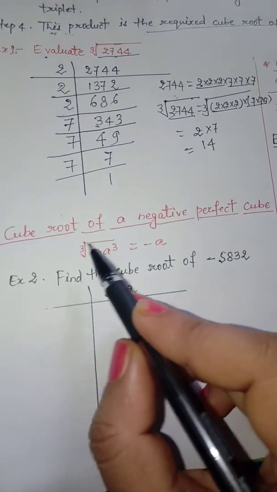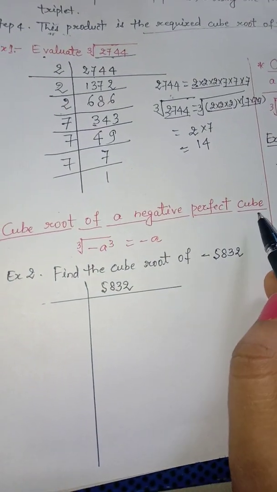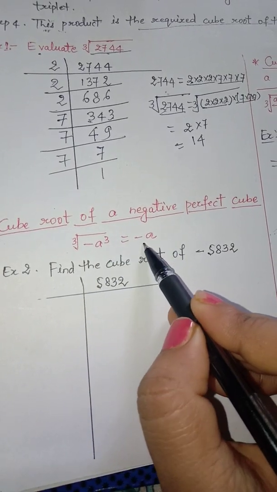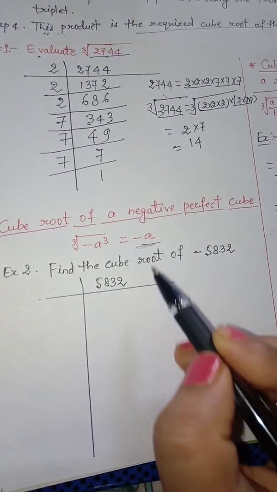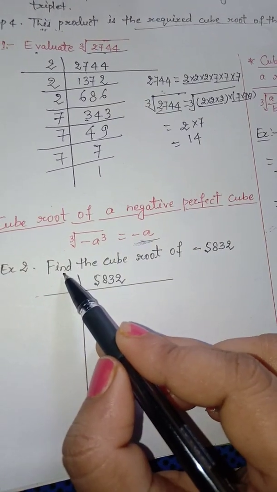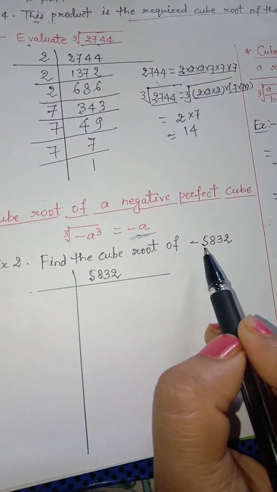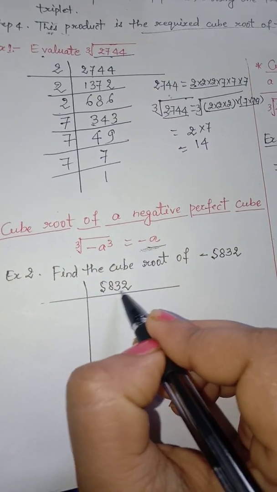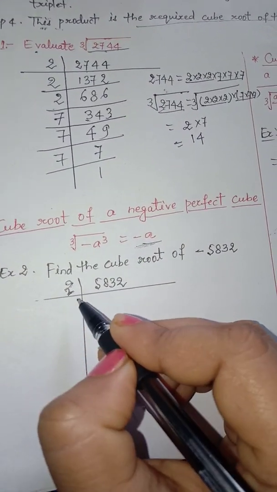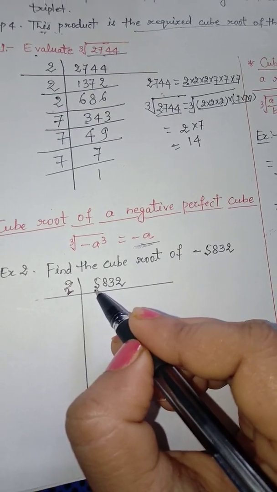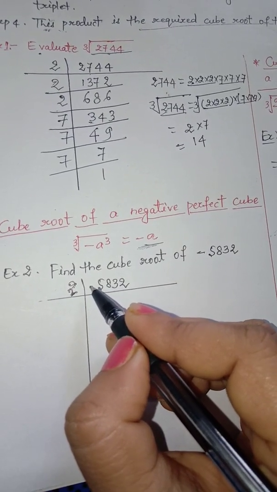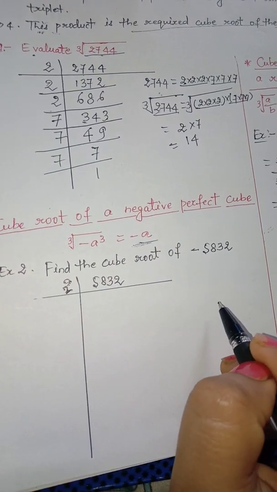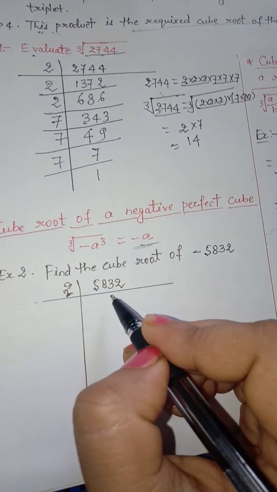Now the next point is the cube root of a negative perfect cube. The cube root of minus a to the power 3 must equal minus a. Here is an example: find the cube root of minus 5832. This number is also an even number, and children, remember one thing here: I have not written the minus sign. At last we will use the minus sign.